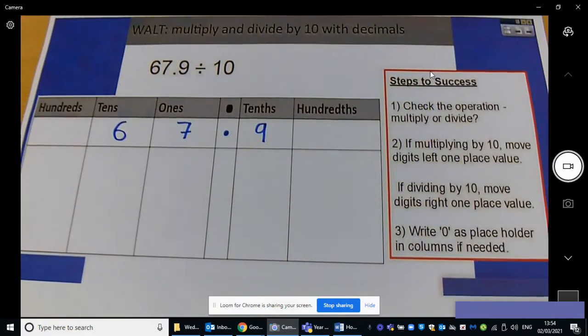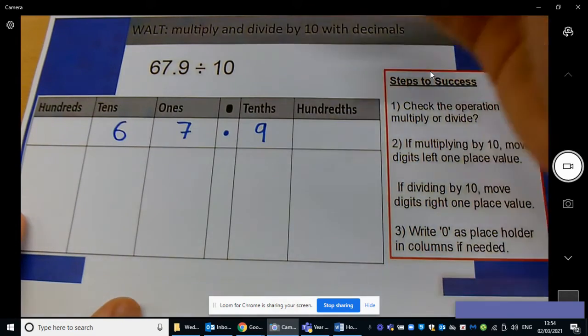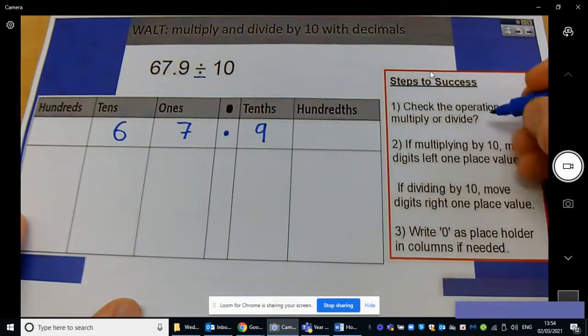So what's the first thing that I need to do? Because the steps remain exactly the same. What is the first thing I need to do? Well, I need to check the operation to see whether we are multiplying or dividing. Which am I doing? Am I multiplying or am I dividing? Good stuff. We can see that I am dividing there.